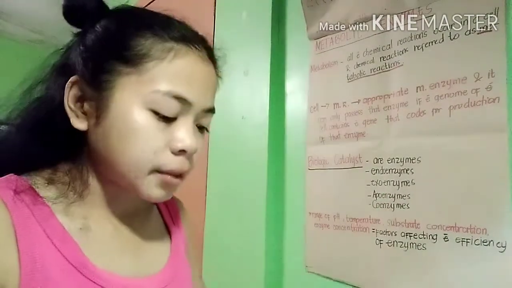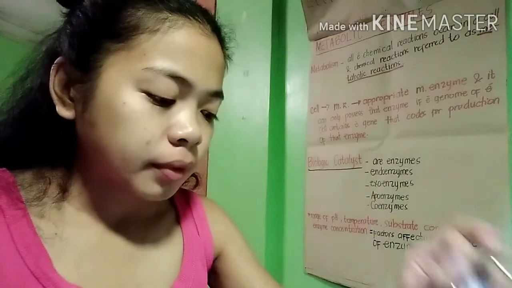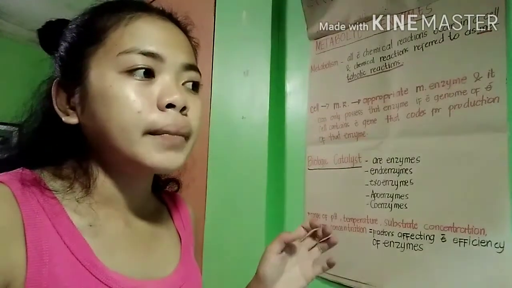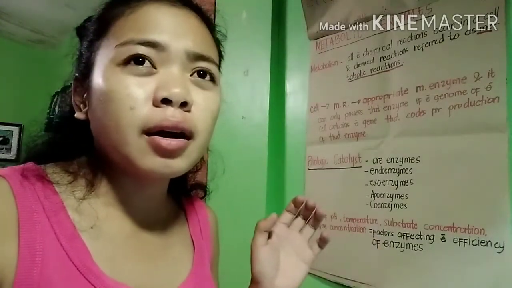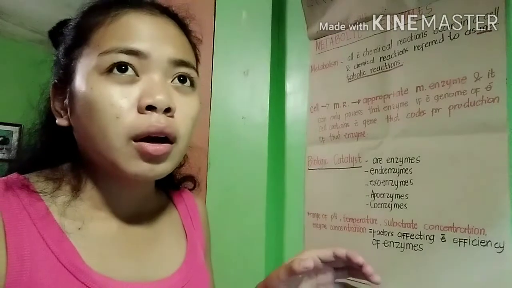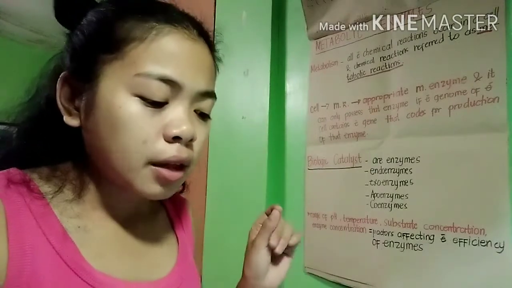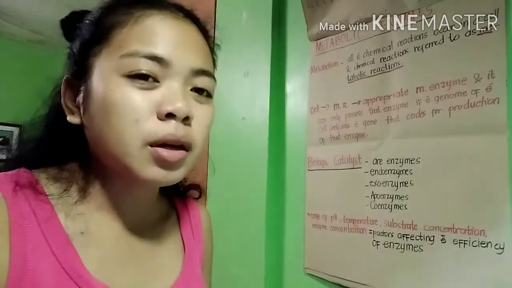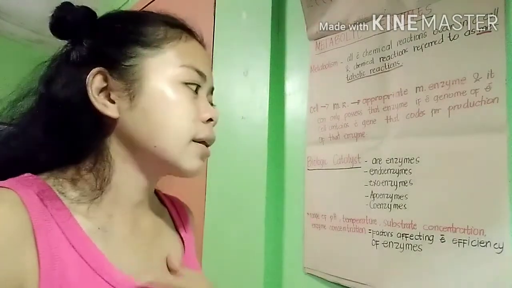Then apoenzymes, these are enzymes that don't have catabolic ability by themselves and need a cofactor in order to function. Then coenzymes are small organic vitamin-type molecules, so small particles.